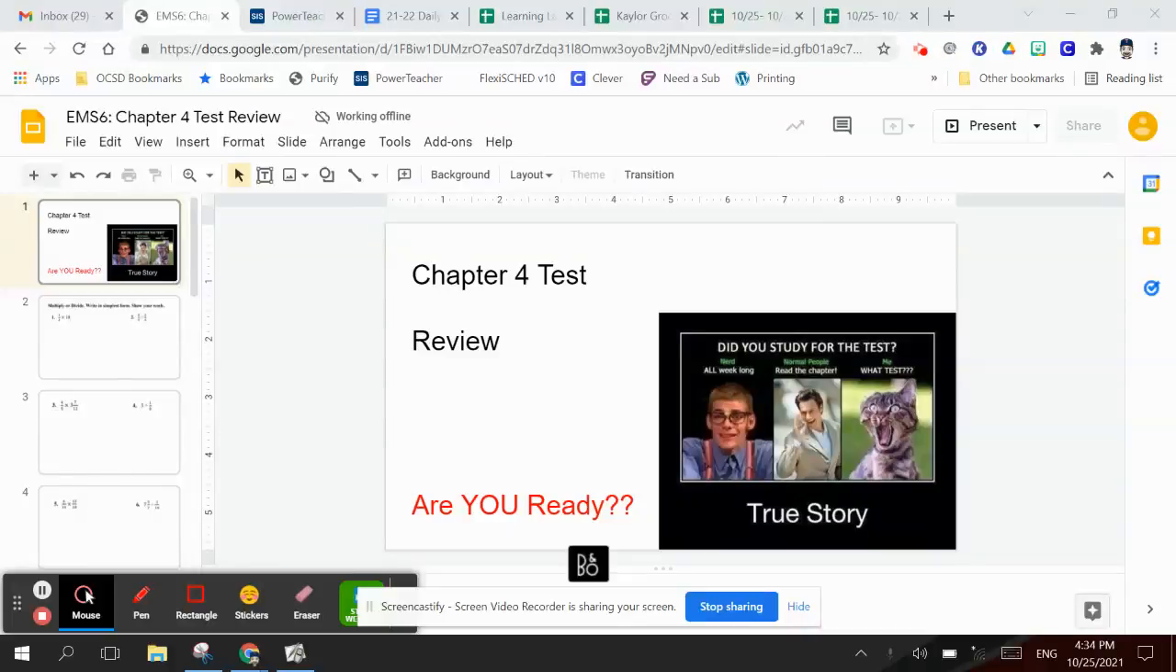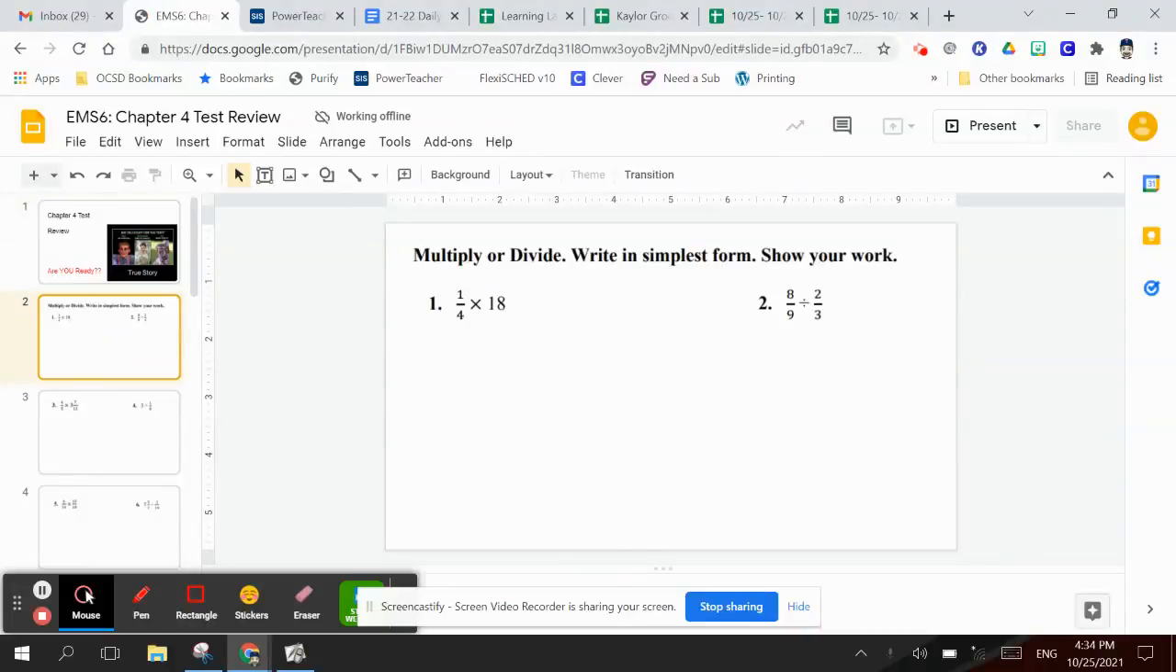Chapter 4, Test Review. Questions 1 and 2, we have to multiply or divide, and we're going to have to write our answer in simplest form. So when we look at number 1, 1/4 times 18.